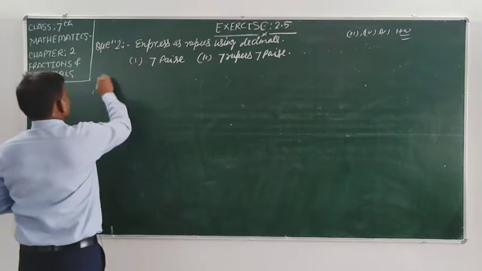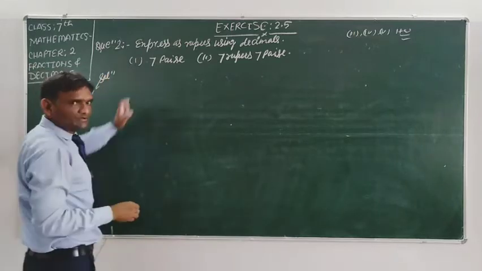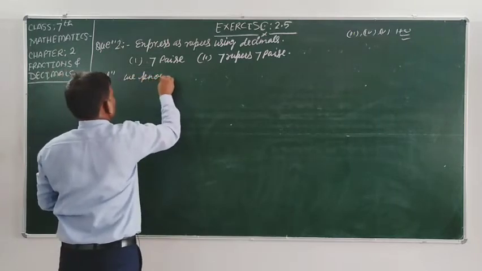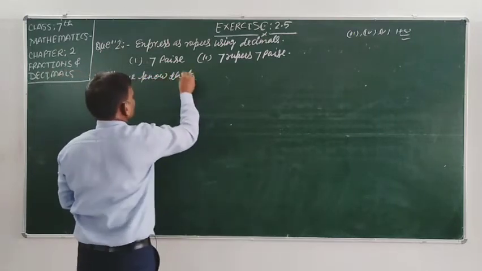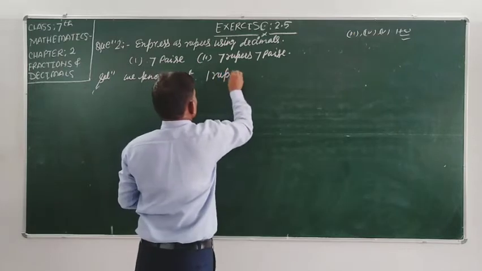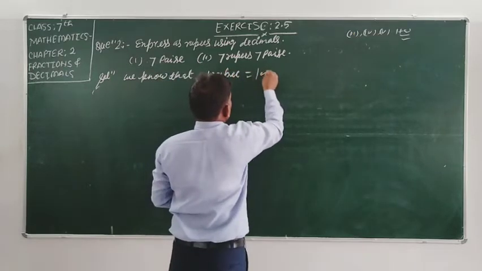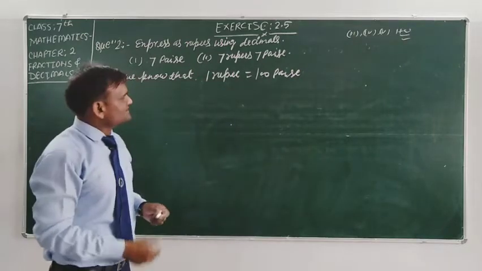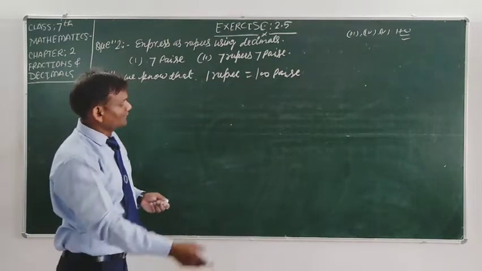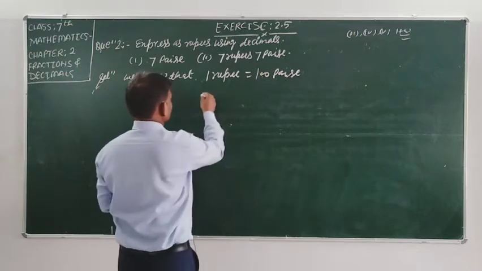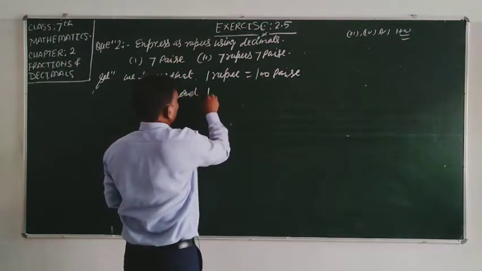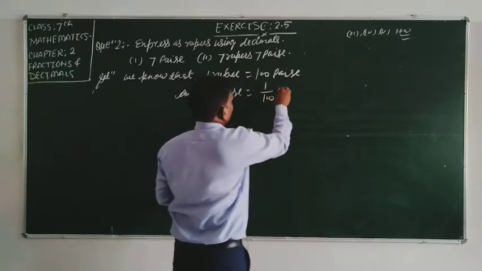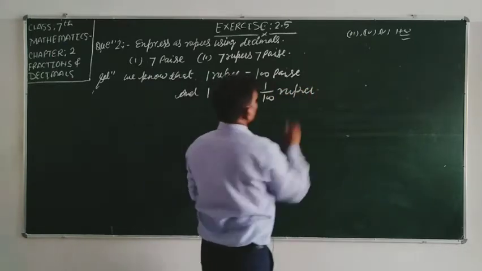So student, if we talk about the solution of this question, we know that 1 rupee is equal to 100 paise. And 1 paise is equal to 1 upon 100 rupee. You know.